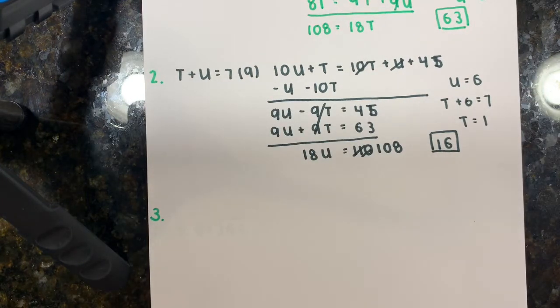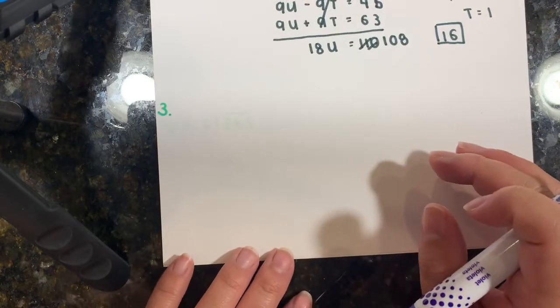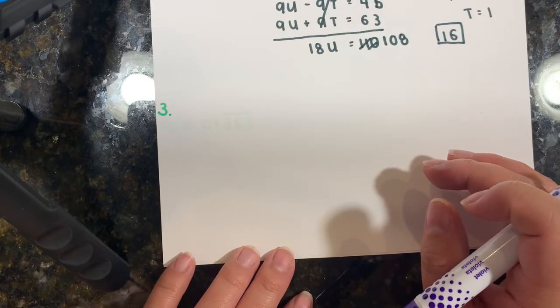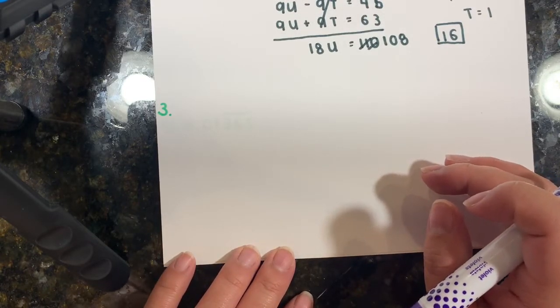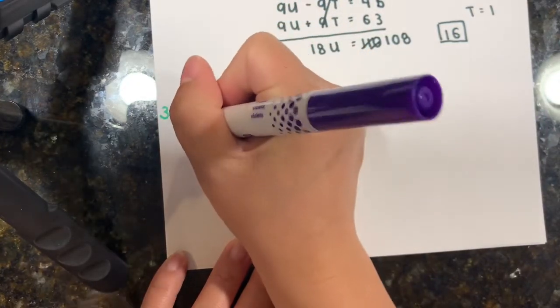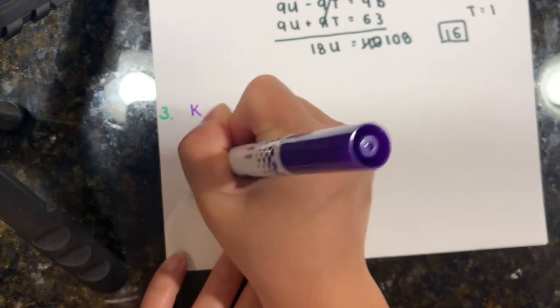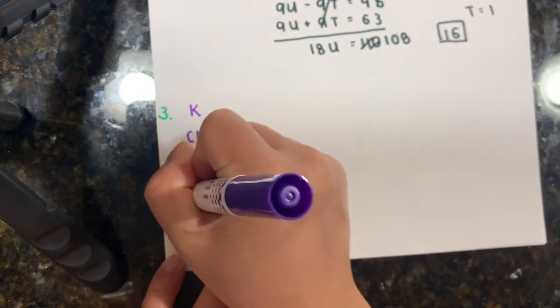Now looking at number 3, we have the weight of oxygen in a quantity of an ideal gas was 336 grams. What was the total weight of the compound? So I have K, Cr2, O7, and then I'm going to have total.